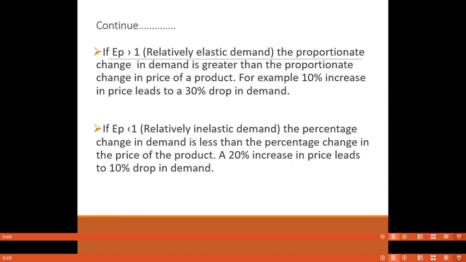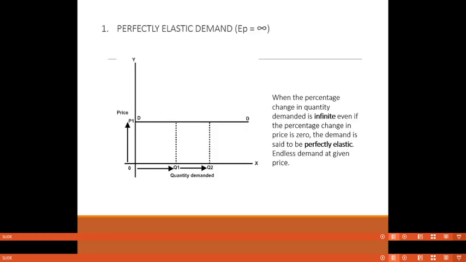And the fourth type is when elasticity is greater than 1. That means relatively elastic demand. The proportionate change in demand is greater than the proportionate change in price of a product. For example, a 10% increase in price leads to a 30% drop in demand. And the last one is when the elasticity is less than 1. Relatively inelastic demand. The percentage change in demand is less than the percentage change in the price of the product. That means, as an example, a 20% increase in the price leads to a 10% drop in the demand of the commodity.